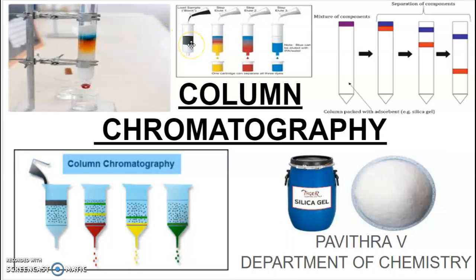See, at first it is black in color. After continuous pouring of the mobile phase, the layers or components are separated like this. Based on the principle of adsorption, the components are eluted in an order. So these are the images to explain column chromatography.